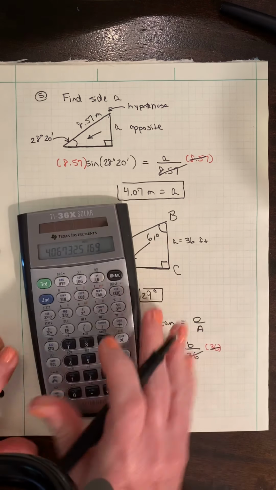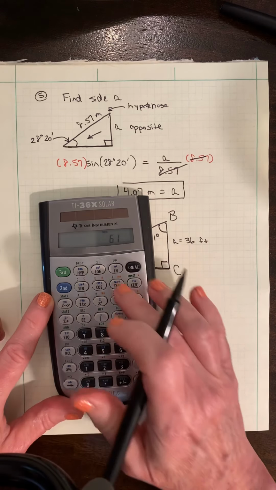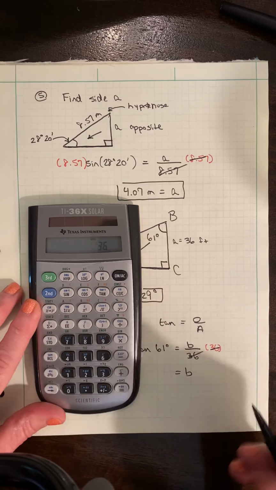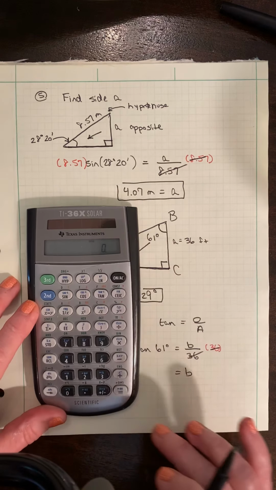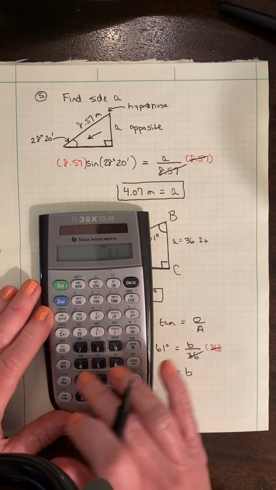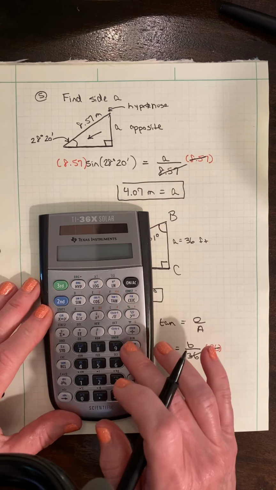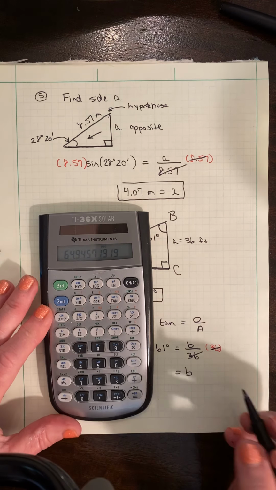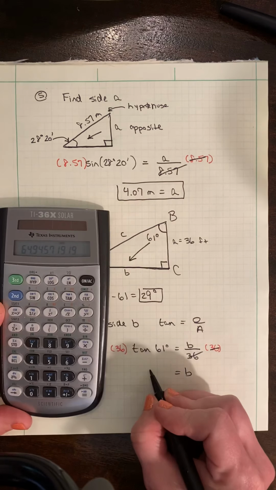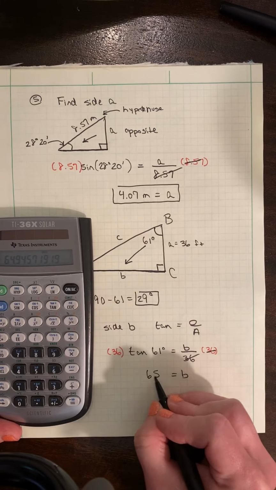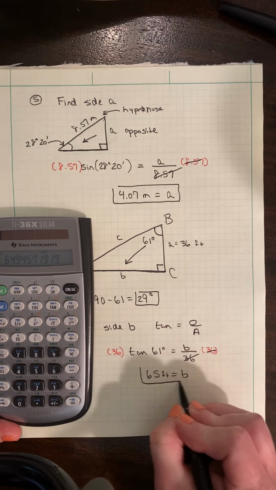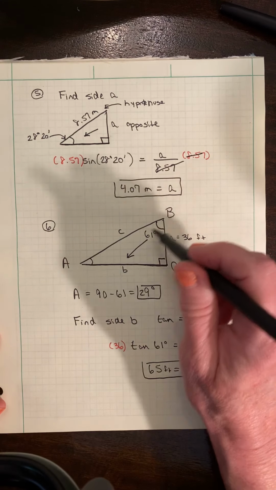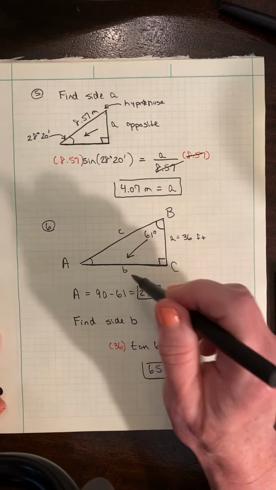I'm going to find the tan of 61 first. 61 tan times 36, that's 64.9. I'll just round that to 65 feet since everything else is in whole numbers, okay? So now we know every angle. That's a right angle, that's 61, that's 29. We know this side and this side.